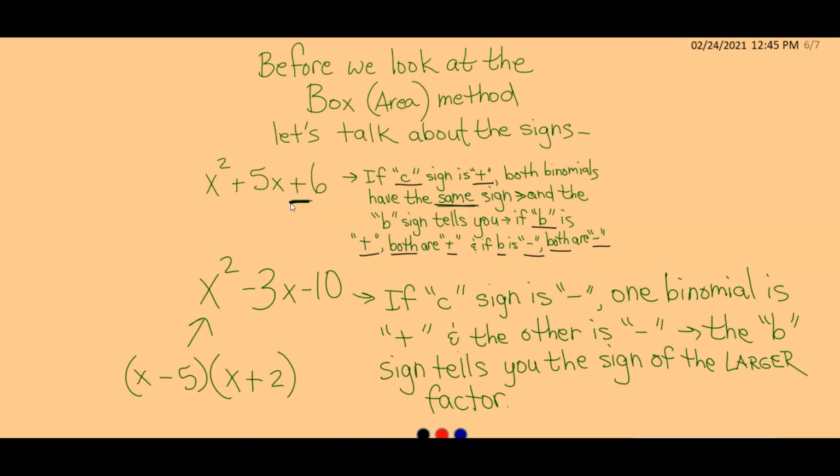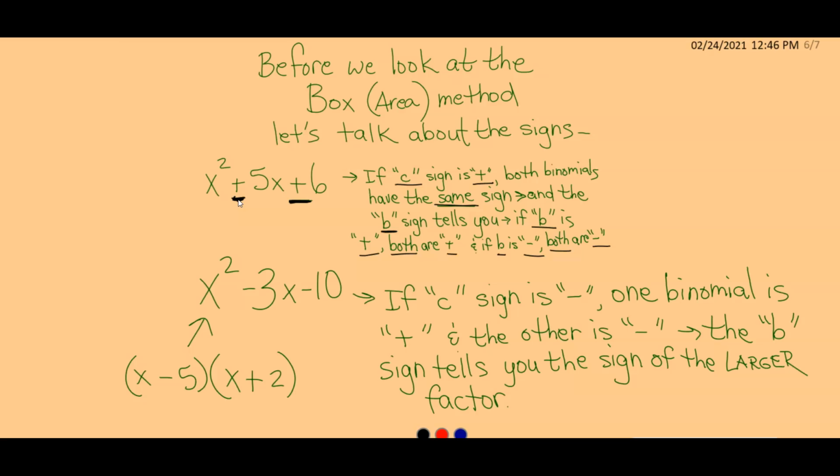So the B sign right here tells you which one is which. So if C is positive and B is positive, then both of your binomials are going to be positive. If C is positive and B is negative, then both of your binomials are going to be negative.